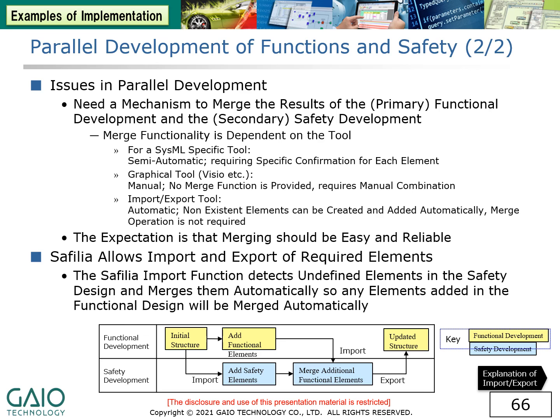If development is done in parallel, there must be some means of merging the output of both development processes. The complexity of this merging depends on the tool used, with purpose-designed tools providing a smoother merge operation than generic software such as Visio. Safilia includes checks for undefined elements in the safety design and automatically merges these with the functional design.